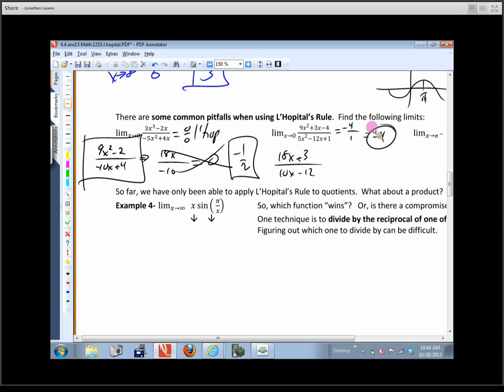So the lesson here is make sure L'Hopital's rule applies before you use it. Okay? It applied once here, not twice. It didn't apply at all here. Okay?